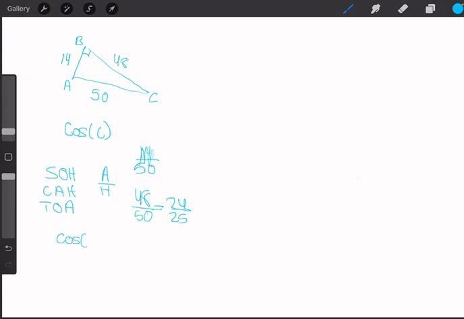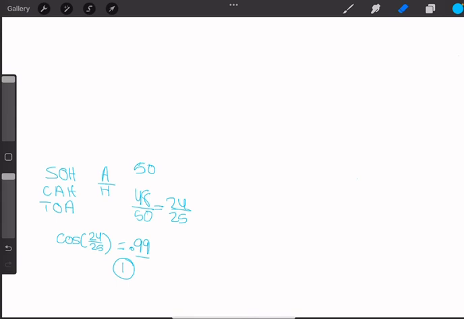So now it's cosine of 24/25. And the answer to that is 0.99, but really 1. Okay, so cosine of C is 1. Now, we're going to erase all of that, and we can go ahead and just move on to our next problem.